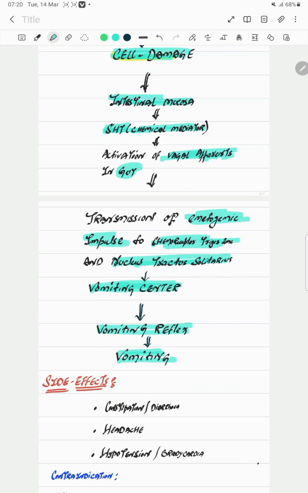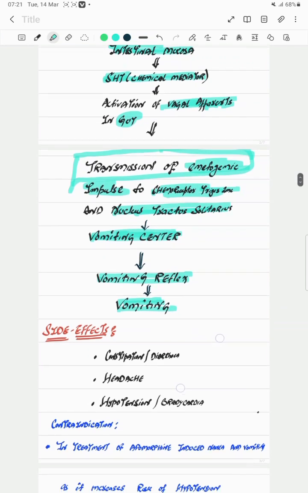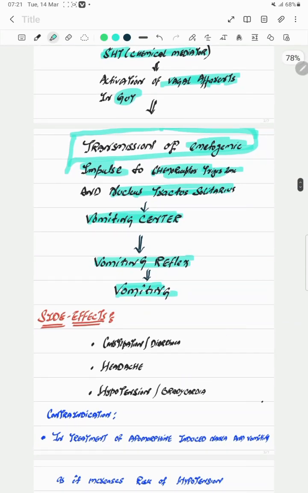That is normally, but in case of ondansetron, when it is given, its action is that it blocks the depolarizing action of 5-hydroxytryptamine, and we know that transmission occurs by means of depolarization. Thus, ondansetron blocks the transmission of emetogenic impulse to the higher centers like the chemoreceptor trigger zone and nucleus tractus solitarius, and thus vomiting does not occur.